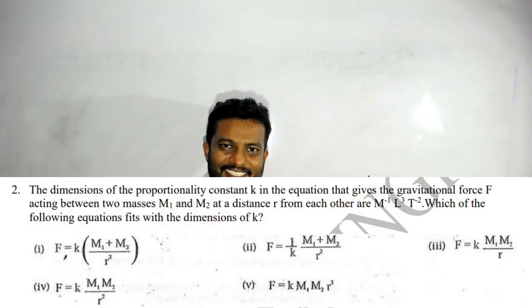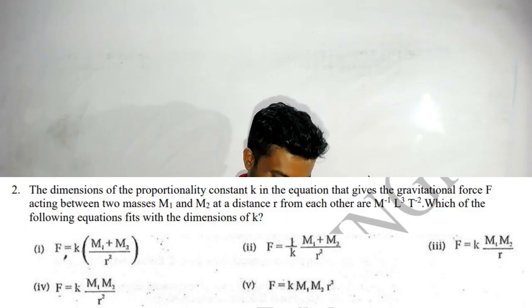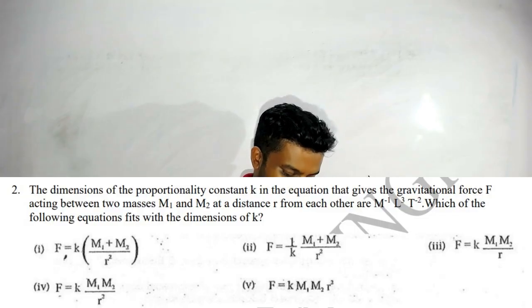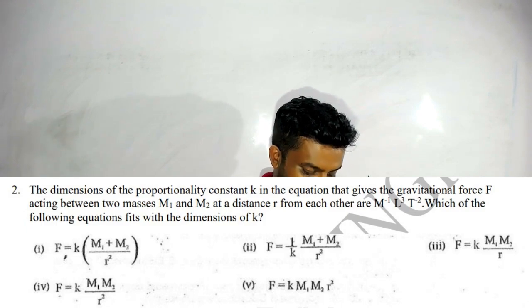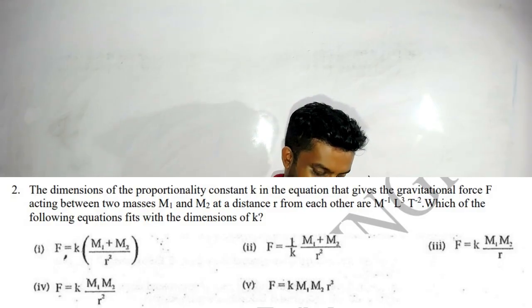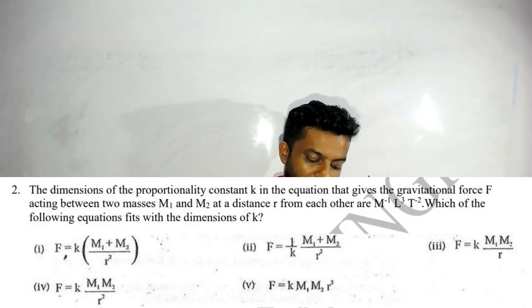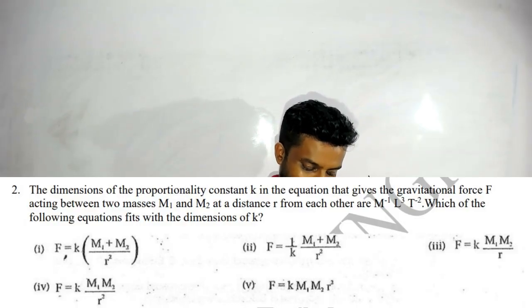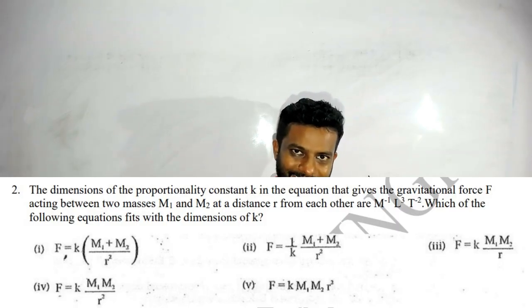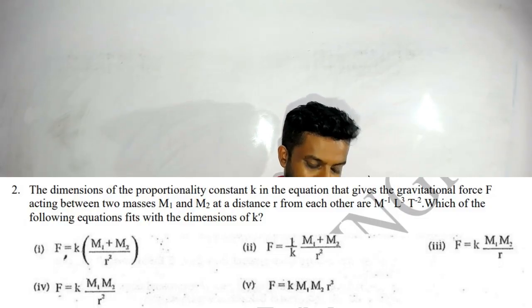Right, Budhe? This question is a good question, right? Let's see the question. Read the question, Budhe. The dimensions of the proportionality constant K in an equation that gives the gravitational force F acting between two masses M1 and M2 at a distance r from each other, the dimensional formula of K is given, right? M to the power minus 1, L to the power 3, and T to the power minus 2. Which of the following equations fits with the dimensions of K?